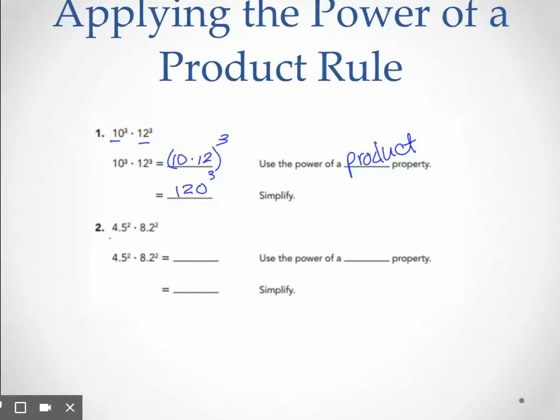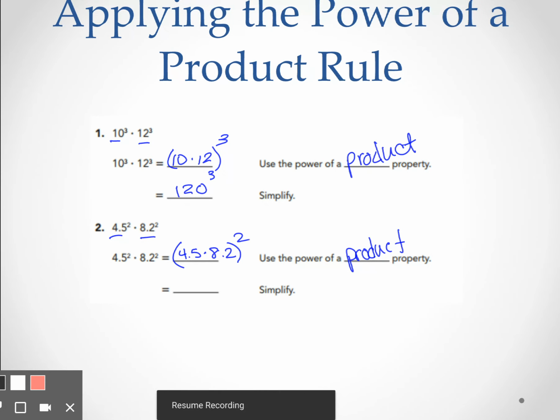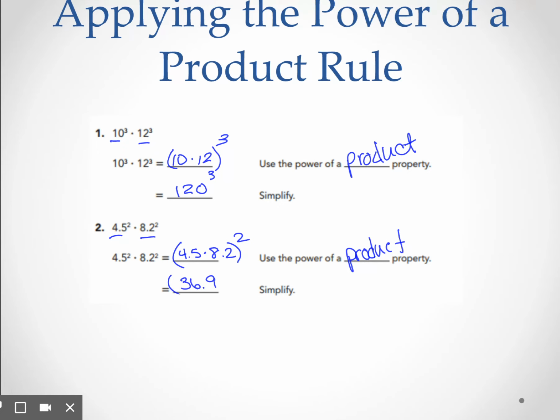Here in number 2, 4.5 to the second power and 8.2 to the second power. Because they're both to the second power, I can use the power of a product property. Inside my parentheses, I'll write both of my decimals, 4.5 times 8.2 to the second power. And when I do my multiplication, I wind up with 36.9 to the second power.